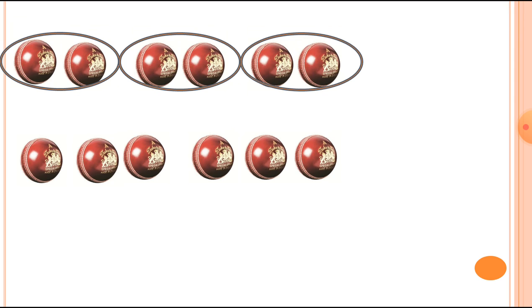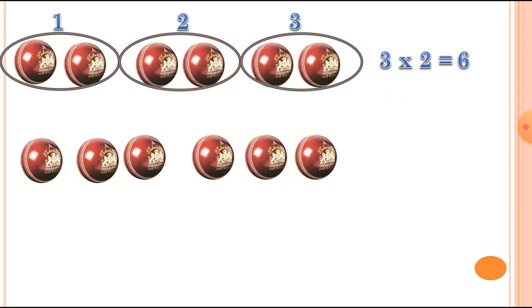You can see here I am making 3 groups of 2 balls. Each group has 2 balls and there are 3 groups. You can see group 1, group 2 and here is group 3. So in total there are 3 groups and each group has 2 balls. This is the multiplication fact, because the first digit indicates the number of groups. This number 3 indicates the number of groups, and this number indicates how many in each group. There are 3 groups and each group has 2 balls. Now 3 twos is equal to 6. So there are 6 balls in total.